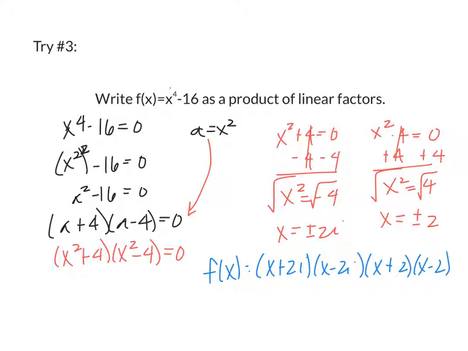And that makes sense because this told us that we were going to have 4 zeros or 4 factors, and that's exactly what we have.